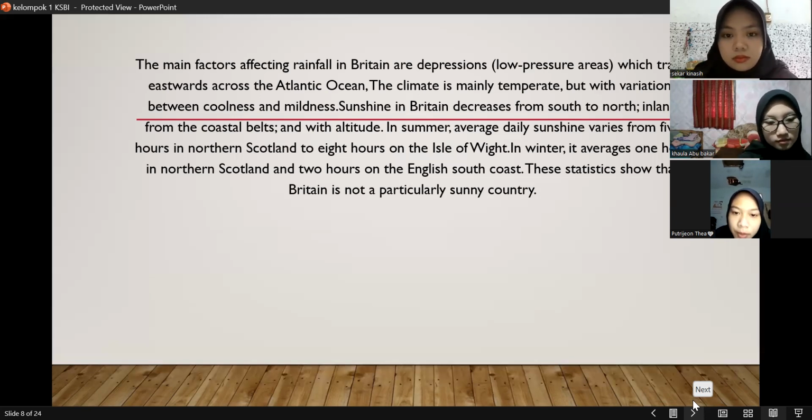In the summer, average daily sunshine varies from 5 hours in northern Scotland to 8 hours on the Isle of Wight. In winter, it averages 1 hour in northern Scotland and 2 hours on the English south coast. These statistics show that Britain is not a particularly sunny country.